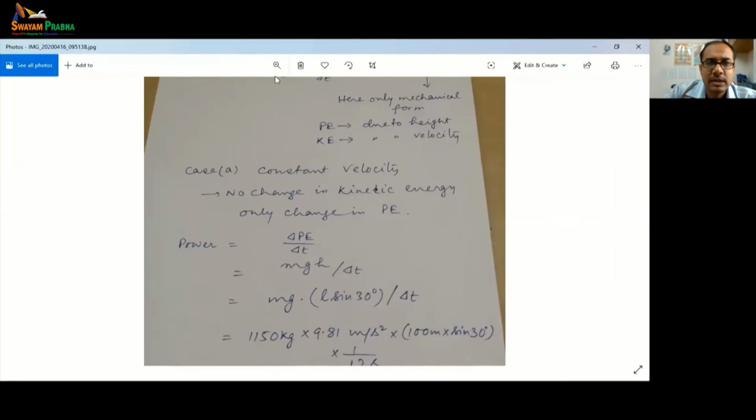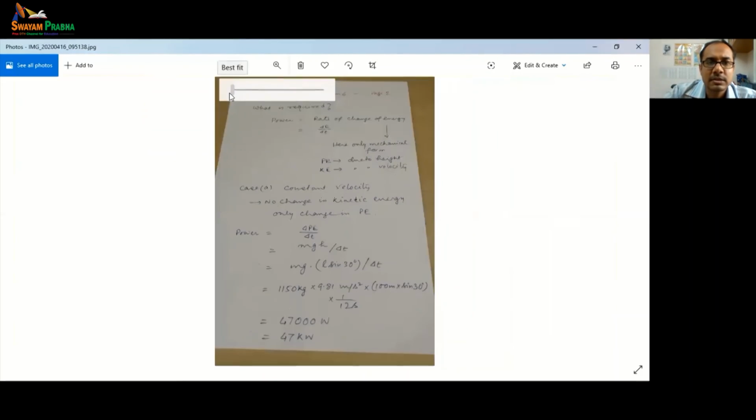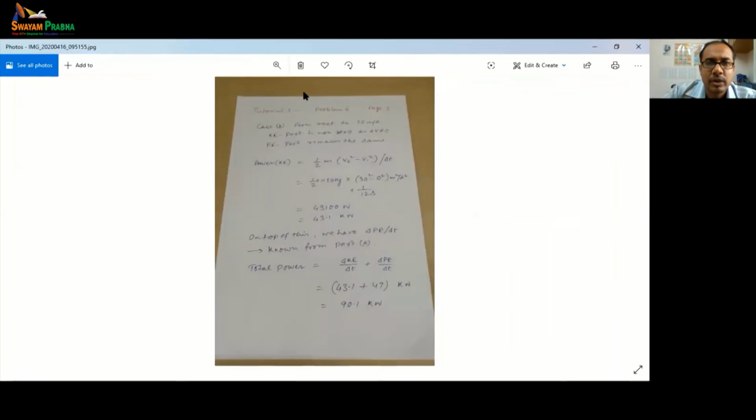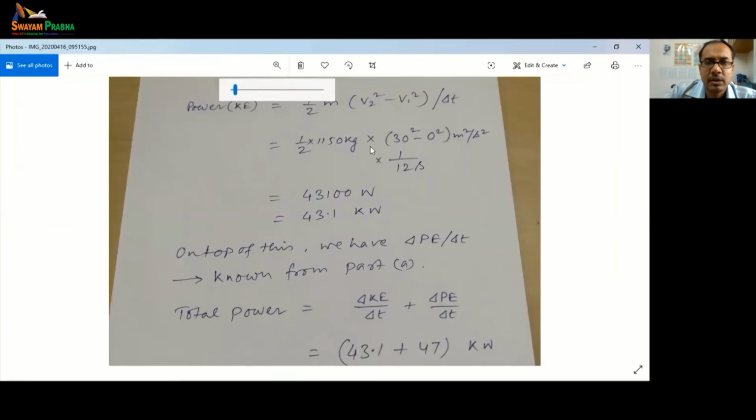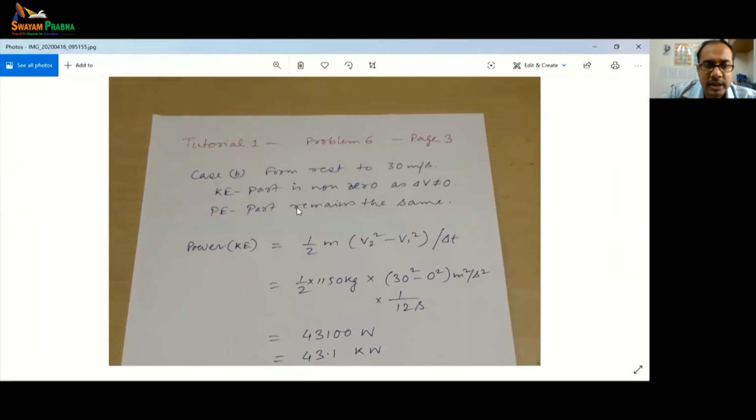Now let's take the next case, where we have a kinetic energy change as well, because we now have a change in velocity. So what is the second case?